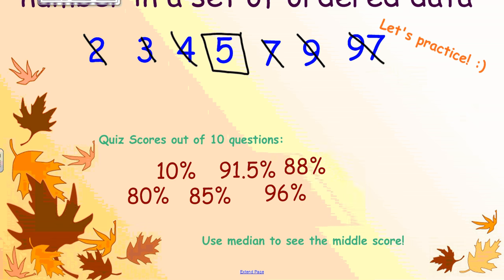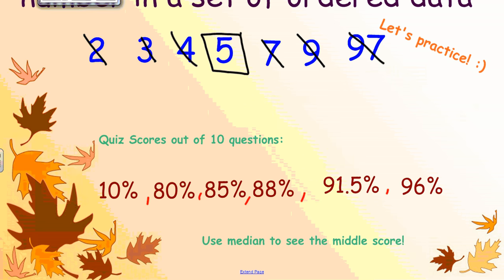The first thing we need to do, you remember? That's right, order the numbers. So we're going to order these percentages. Let's go ahead and move them from least to greatest. Pause the screen, and then we'll be ready to cross them out and find that middle number. All right, so is this what you got?